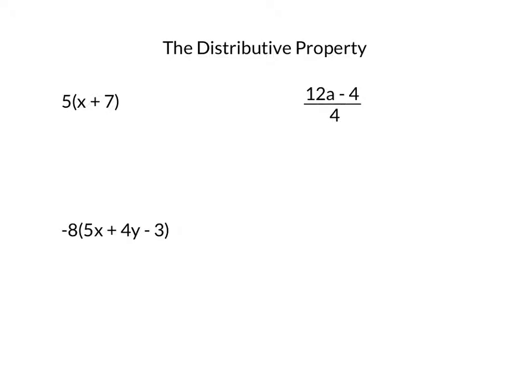The distributive property is a property of multiplication. So what we do is we multiply what's inside by what's outside. The way I like to think about it is this is a box or a gift bag or something, and this is how many of them there are, because multiplication is how many groups of what. So this is 5 groups of x plus 7.